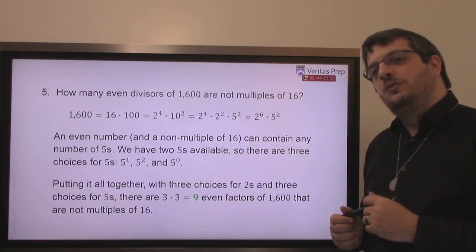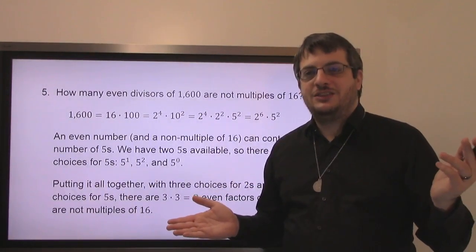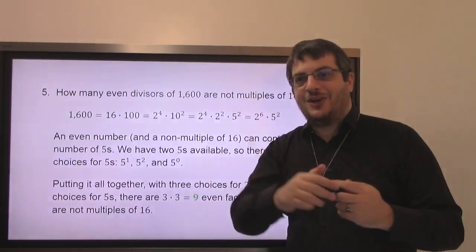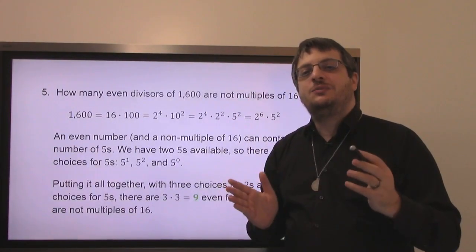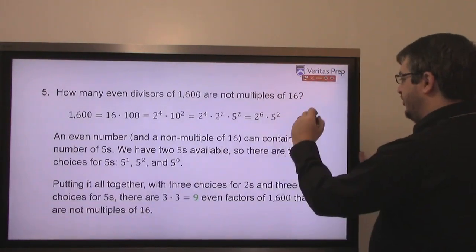Why did I multiply it last? Well, the simplistic answer is because number theorists multiply. It's just what we do. I have one more. Hang in there, Gaurav. Don't leave yet. I got one more. Number theorists multiply. But beyond that, what you could say is it's really combinatorics. I've got 3 choices for the 2s.